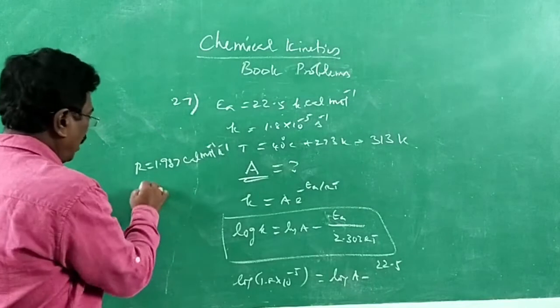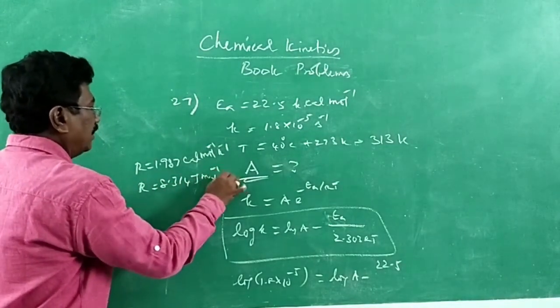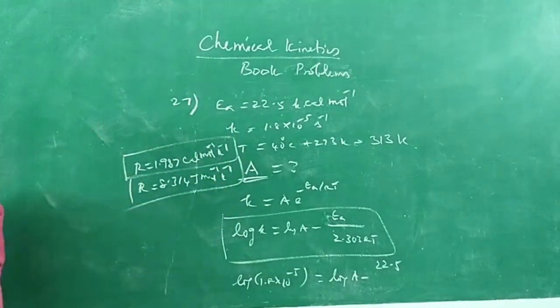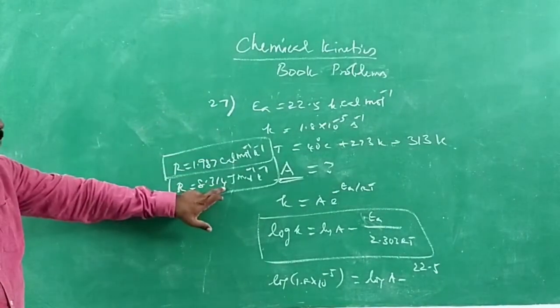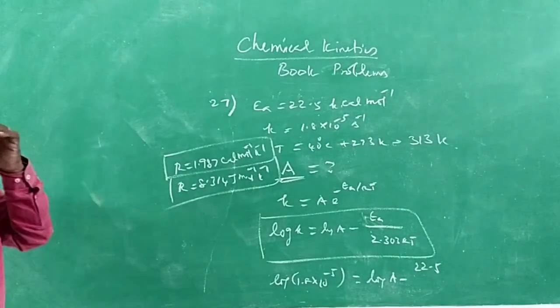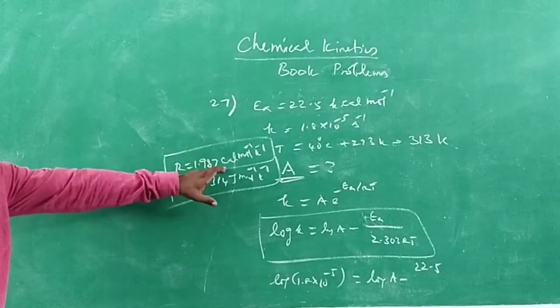Already we have given R value 8.314 joule per mole per Kelvin. The other unit for R is in calorie, 1.987 calorie per mole per Kelvin. This unit also you should know. All right. In joule means 8.314. 4.184 joule is equal to 1 calorie. 1 calorie is equal to 4.184 joule. Therefore, R in calorie, R in joule.